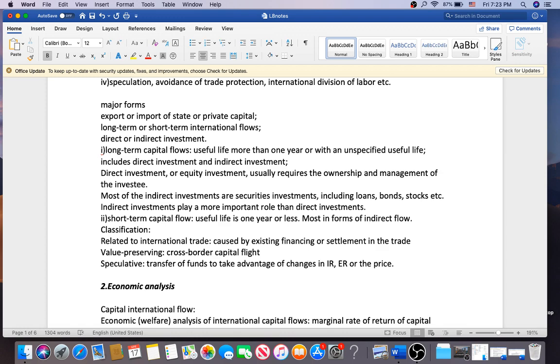Value-preserving capital flows, or cross-border flight of capital, occur to avoid losses from deteriorating economic conditions. Speculative capital flow is defined as the international flow of capital caused by the transfer of funds across borders, taking advantage of changes in interest rates, exchange rates, or prices of securities and commodities. Short-term capital flows are mostly in the form of commercial paper, short-term government bonds, negotiable certificates of deposit, bankers' acceptance bills, and demand deposits.